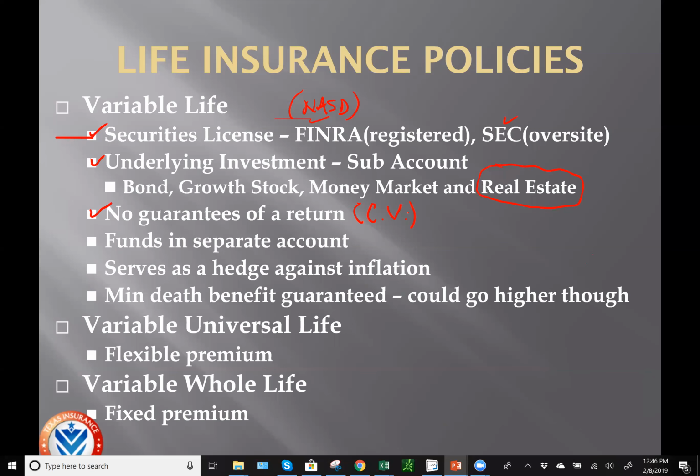Next, with a variable policy, every month when you pay that premium, instead of it going into the insurance company's general account where everybody else's money goes, it has to go into a separate account. So the funds will be kept in a separate asset account, and it will not be commingled with the insurance company's general account funds.